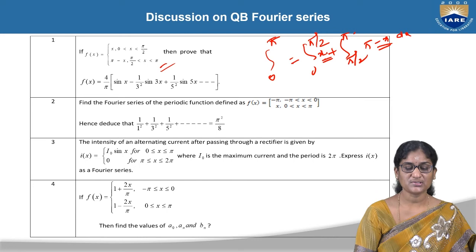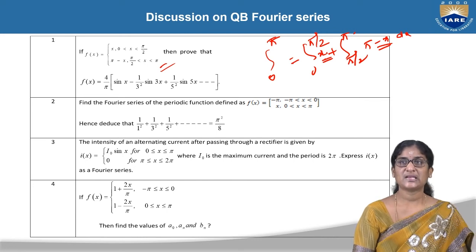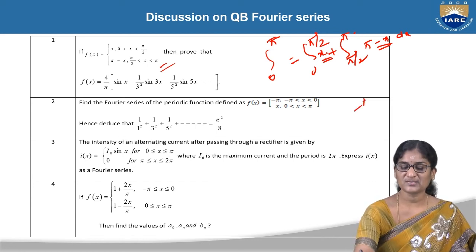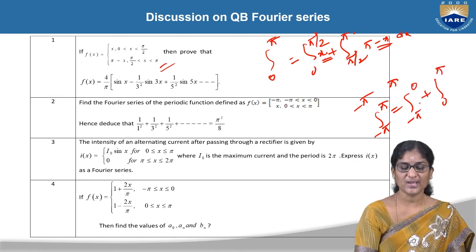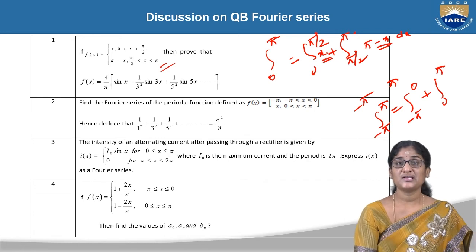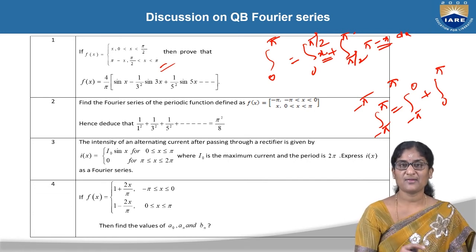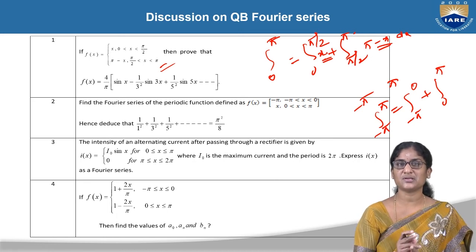Even the second question is also a discontinuous function, where the total interval is minus pi to pi. So the integral from minus pi to pi has to be split up into two parts, minus pi to 0 and 0 to pi. At 0 the discontinuity exists. So we have to cut the interval at 0. From minus pi to 0 it is continuous, and from 0 to pi it is continuous. Only the discontinuity is there at the 0 value. So at that point we have to cut it.